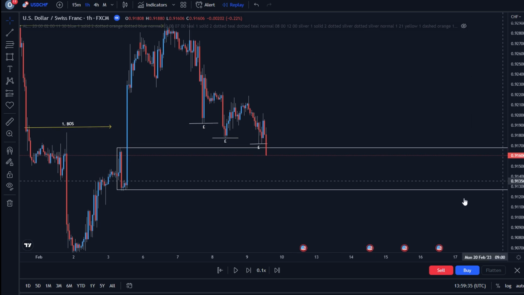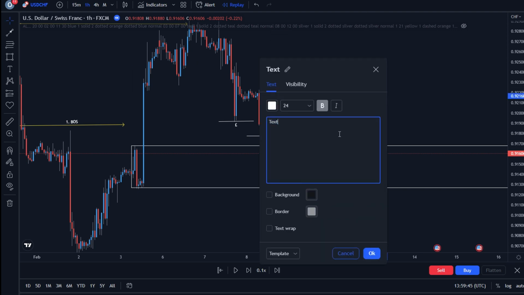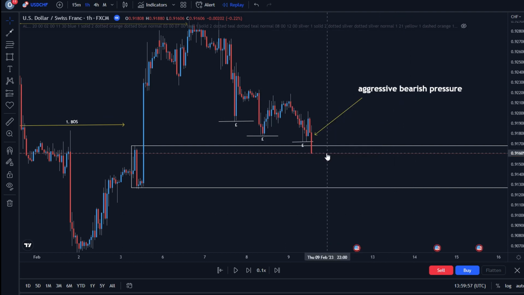We need to see how the next candle closes, because this one was very, let me just mark it here. This was a very aggressive bearish pressure. Okay, so now in order for us to look for potential buys, we need the next candle to be bullish, closing back above structure.